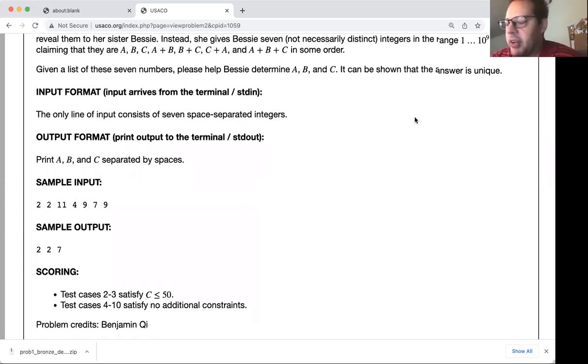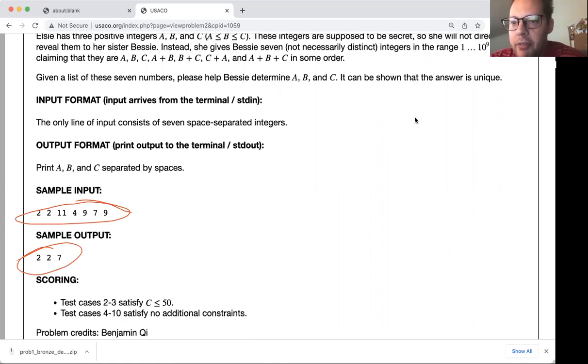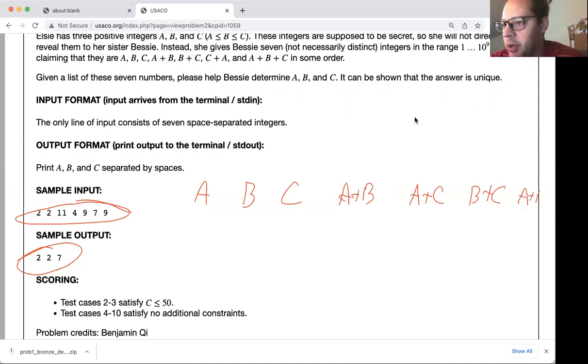Okay, that's the problem. That's actually kind of a short one. So, if you have paper and pencil handy, I would take some time to fiddle around with these numbers and see if you can come up with any patterns or if anything catches your attention. But essentially, we need to figure out which of these numbers is A, B, and C. And just as a reminder, we have A, B, C, A plus B, A plus C, B plus C, and then A plus B plus C.